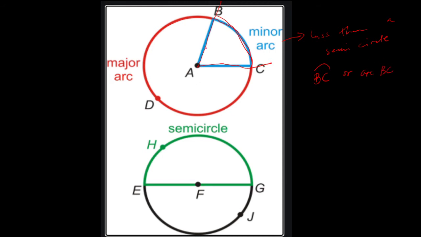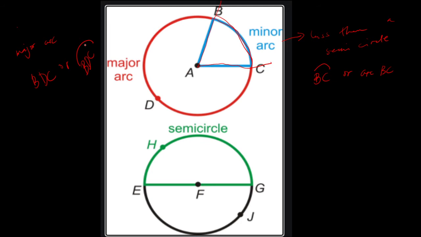Next, we have major arcs. In naming major arcs, to be exact, we need 3 letters. Sometimes we use 2 letters, but it will all be based on the given figure. In this example, we have major arc BDC. So you can write down major arc BDC. Okay, so that is a major arc.